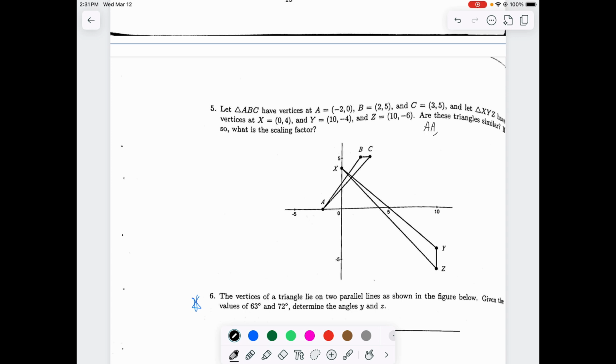Angle, angle, side, side, side, or side, angle, side. Notice how angle, angle requires an angle. Side, angle, side requires 2 sides and an angle. Side, side, side requires 3 sides. Looking at what we have, we don't have any angles at all, so that one won't work and that one won't work. The only one that'll work is side, side, side. So we need to see if those 3 sides share the same ratios. And in order to do that, what we're going to do is make a lot of slope triangles.